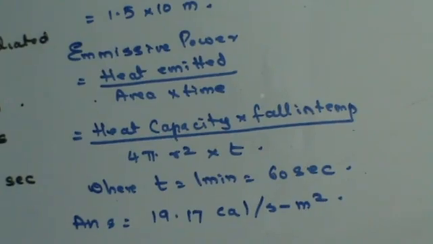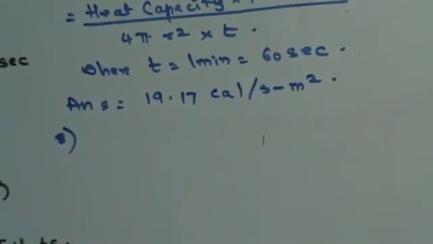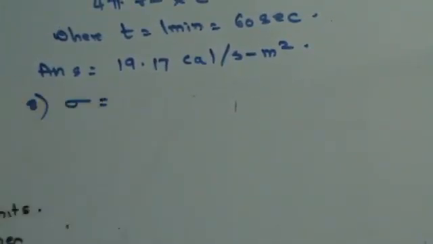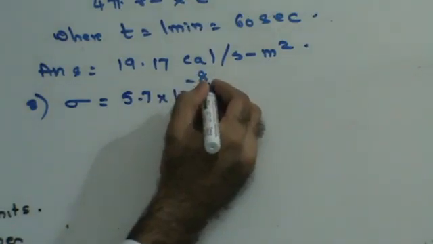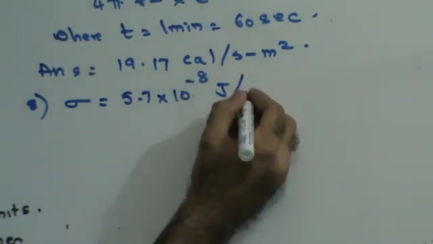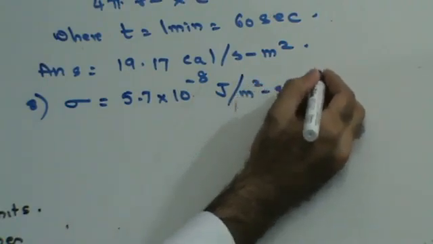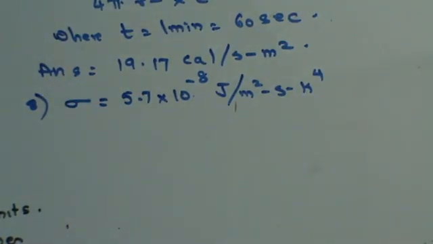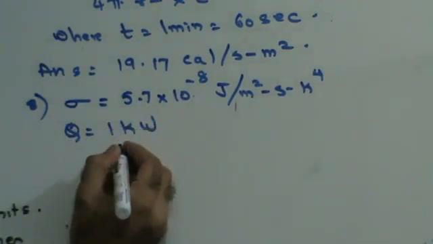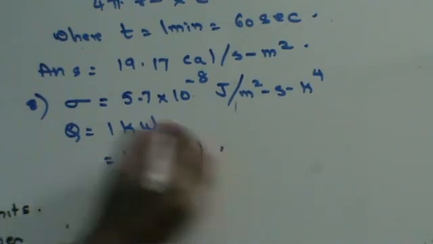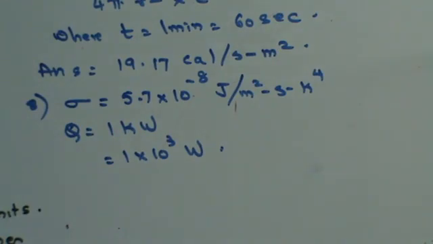Next. Take down next one, please. Stefan's constant is 5.7 into 10 raised to minus 8 joules per meter square second Kelvin four. And the black body radiates 1 kilowatt of energy per unit area. Find its temperature.